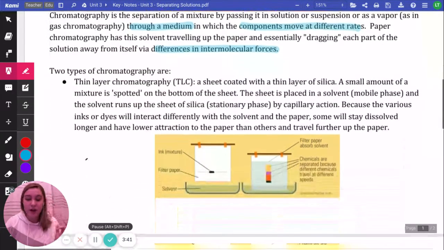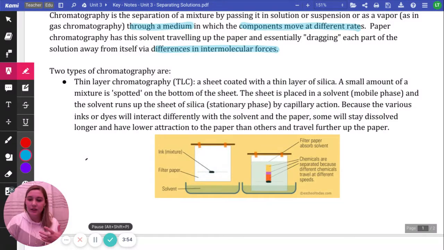So there are two types of the chromatography. The first one is thin layer chromatography. And that's kind of what you would think of as your traditional chromatography. So a sheet is coated with a thin layer of silica. A small amount of mixture is spotted at the bottom of the sheet. It's then placed in the solvent. That's our mobile phase. The solvent runs up that sheet, which is the stationary phase, by capillary action.